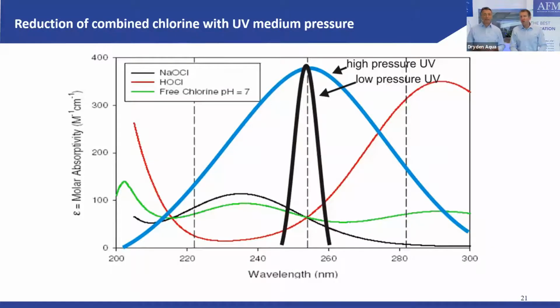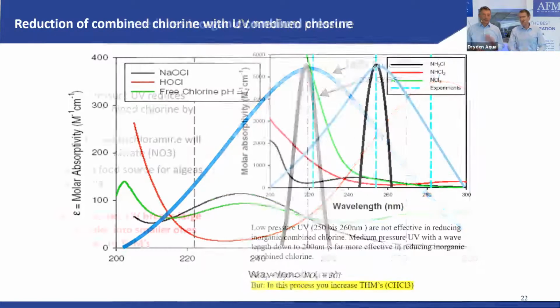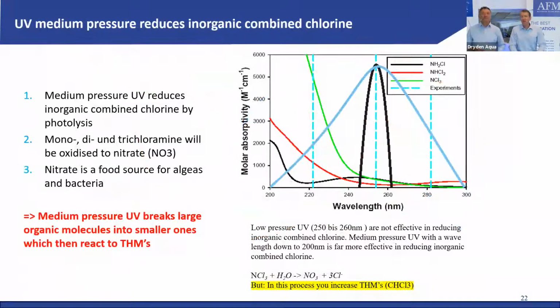But we're using medium pressure because of the next slide, which has to do with combined chlorine. So, UV medium pressure. We see this here on the graph, the three colors: the green, red, and black. The green is trichloramine, the red is dichloramine, and the black is monochloramine. And we can see that medium pressure is much more effective at reducing combined chlorine than low pressure.